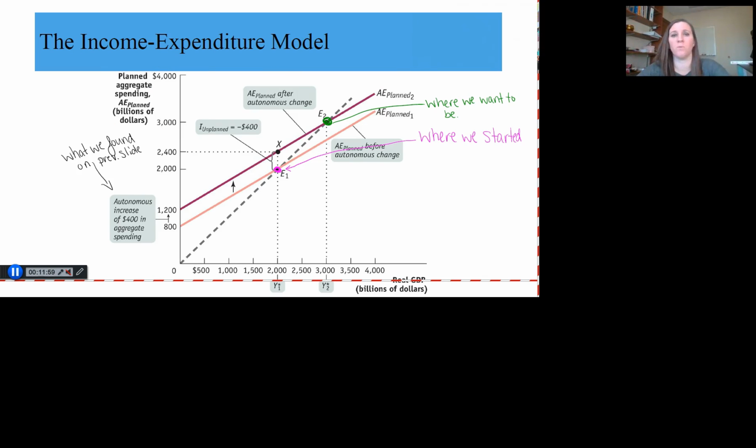So here's a picture from what we found on the previous slide, on the far left there. It says, okay, we're going to shift the AE planned function up by $400. Where we started was the light pink line with the pink dot at E1. And we said, okay, we want to get to the 3,000 mark. What we found is that increasing our autonomous expenditures by $400 will get us back to the XY pair such that X equals Y at 3,000, 3,000.